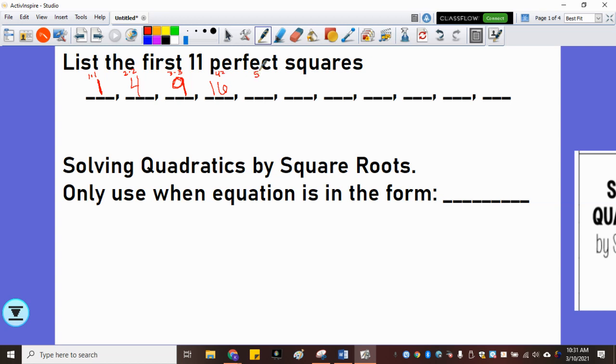What about 5 squared? What's 5 times 5? 25. 6 squared? 36. 7 squared? 49. 8 squared? 64. 9 squared? 81. 10 squared? 100. And then 11 squared? 121. And we could obviously keep doing this forever and ever, but we don't need to.